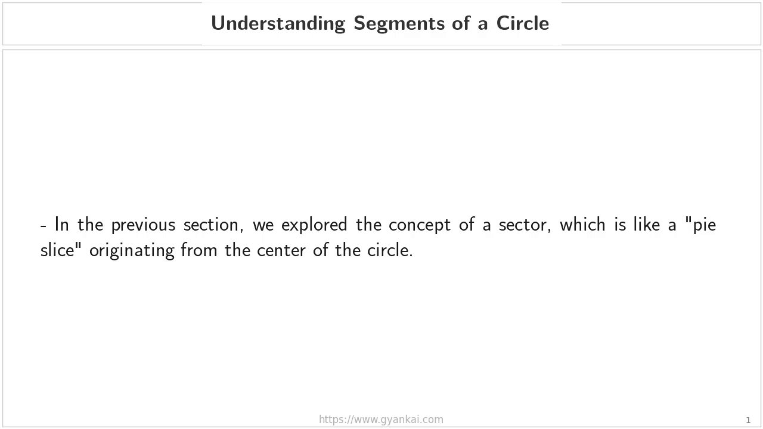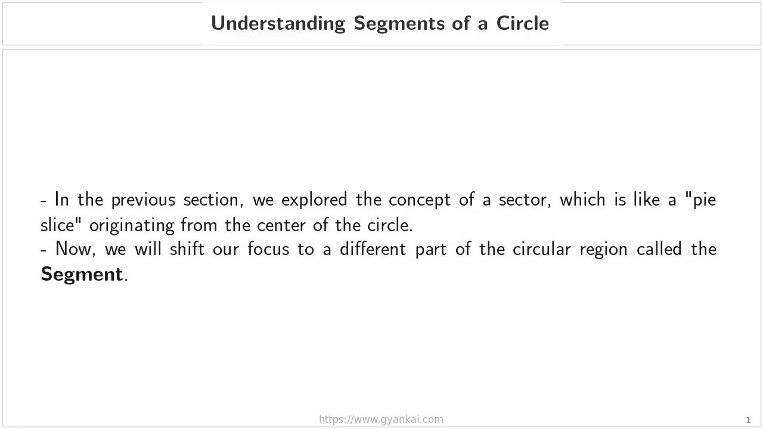Hello everyone. Before we dive into today's new topic, let's take a quick moment to reflect on what we have already learned. In our previous lesson, we explored the concept of a sector. You might remember that a sector is essentially a pie slice shape, which always originates from the center of the circle and is bounded by two radii.